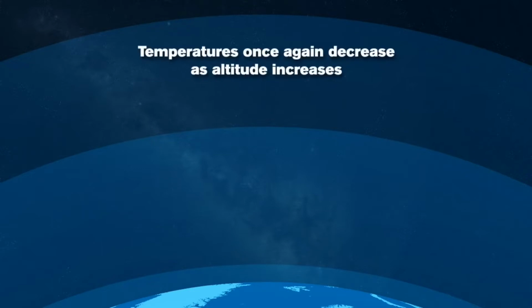The mesosphere extends from 31 miles to 53 miles above the surface of the Earth. This layer is where most of the meteors burn up in the atmosphere. Temperatures once again decrease as altitude increases, similar to what happens in the troposphere.